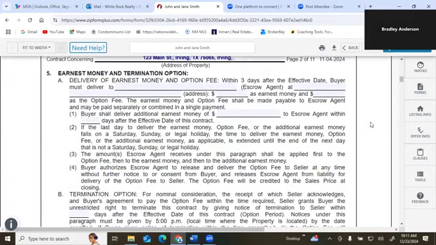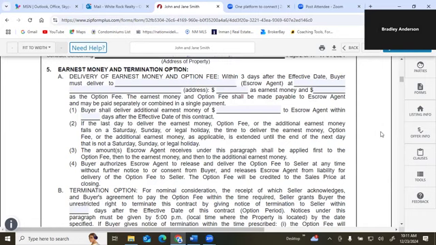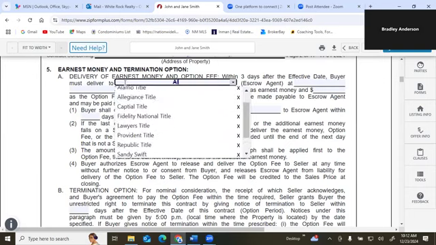Paragraph 5 talks about earnest money and termination option. So it's not mandated in every MLS. So it may not be in the listing, but a good listing agent will put in the preferred title company that they're working with. So paragraph 5A says delivery of earnest money and option fee within 3 days after the effective date, buyer must deliver to, and this is where the title company comes into play.